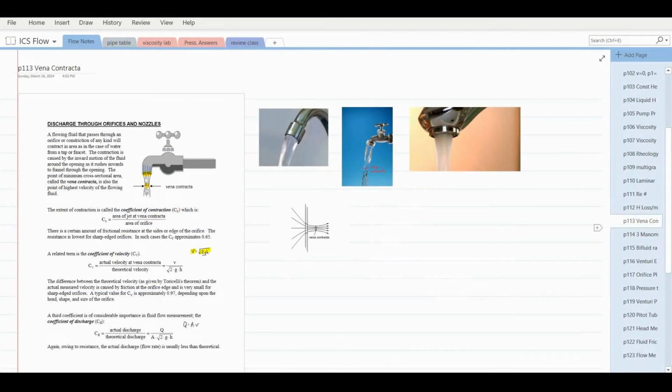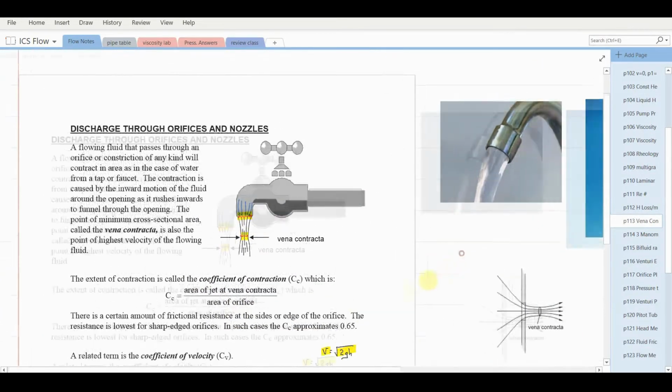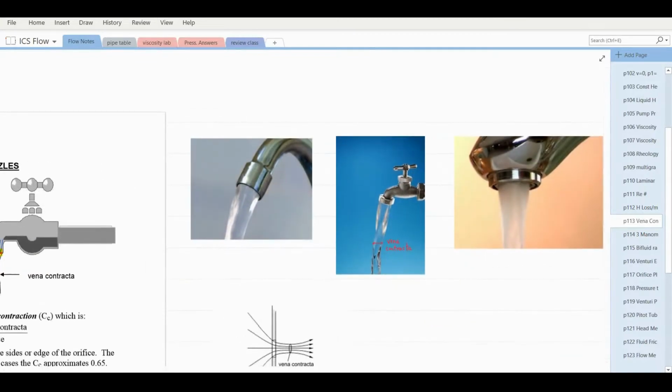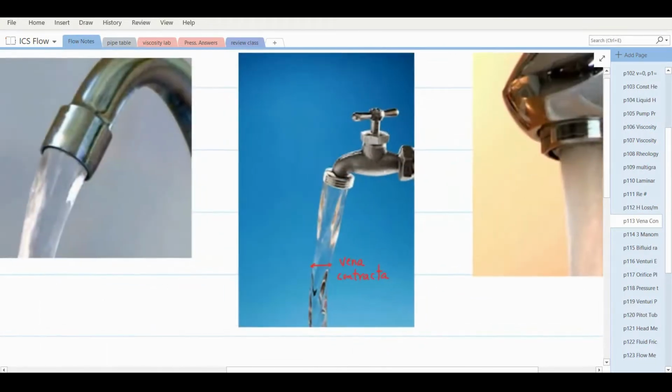Take a look at page 113, some more terminology. Have you ever noticed that when water rushes through a small opening like a tap, it actually constricts after it leaves the orifice? Notice the cross-sectional area is narrowing down. The area where the cross-sectional area is the smallest is called the Vena Contracta. Vena reminds us of the word vein, or flowing, and contracta, of course, contract.